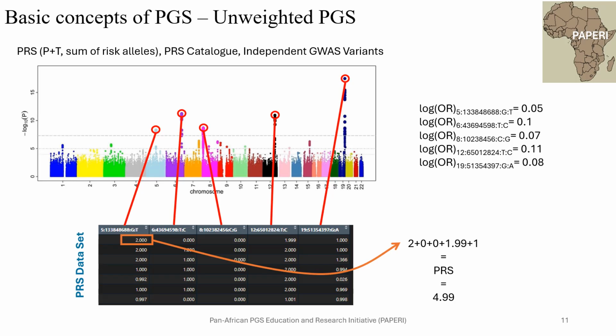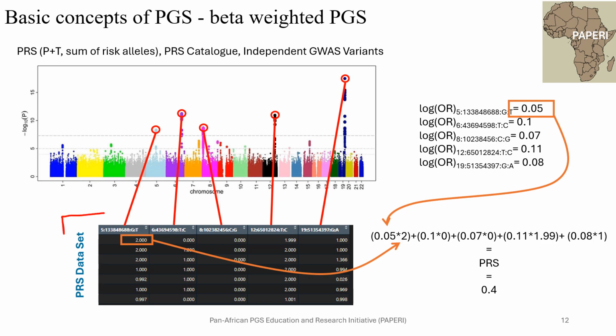So here we can look back at our Manhattan plot from the genome-wide association study, and we have our results on the right-hand side of the screen for what the effect sizes are for all the variants. And then down here, I am showing you the polygenic risk score data set. So let's say this is a data set of 500 people we have collected in a study, and we want to calculate their polygenic risk scores.